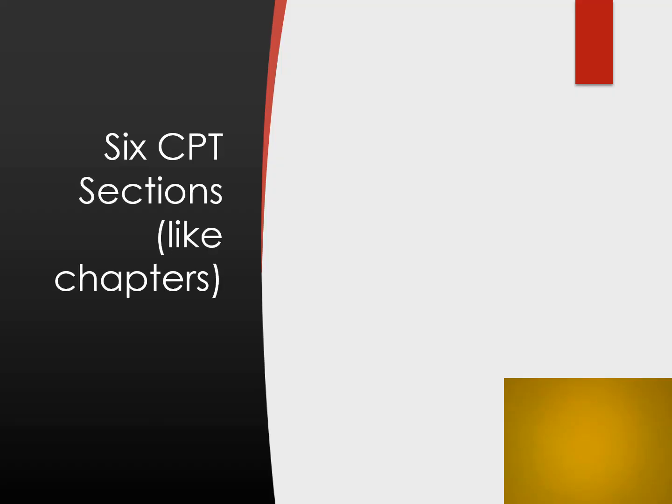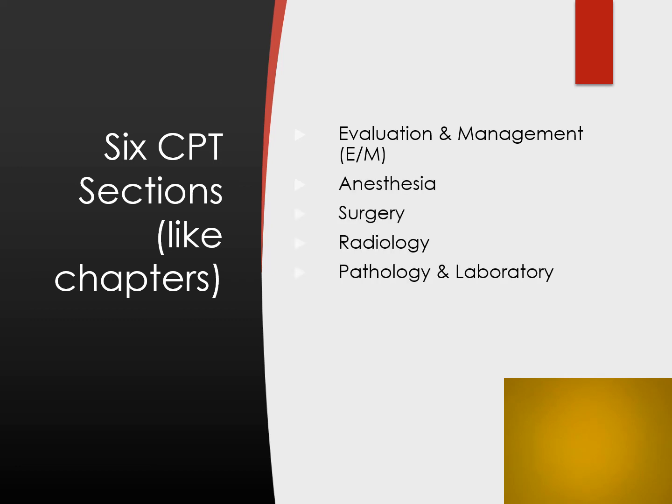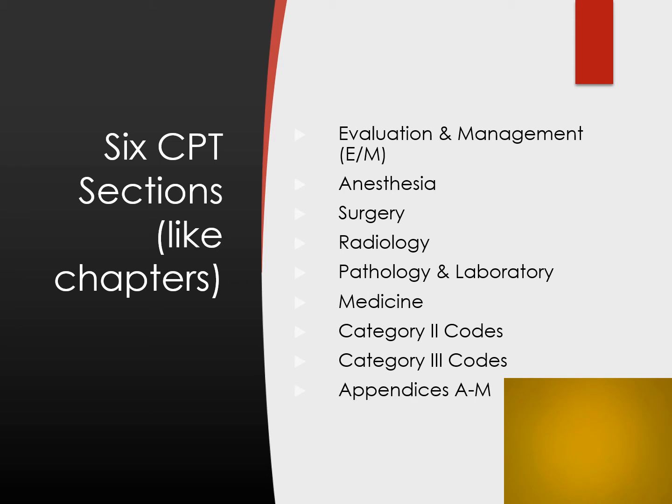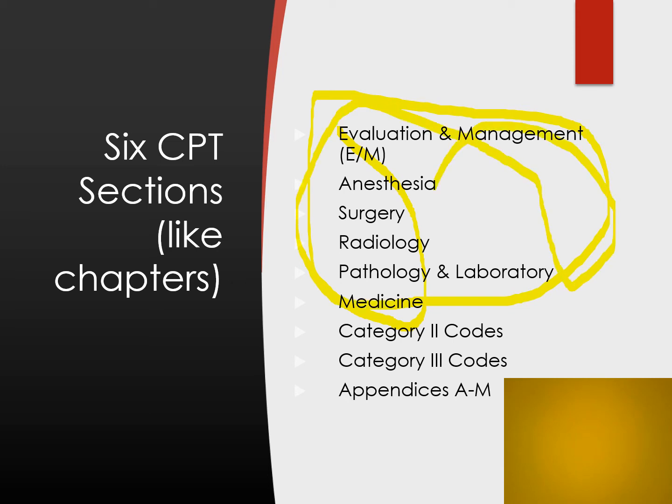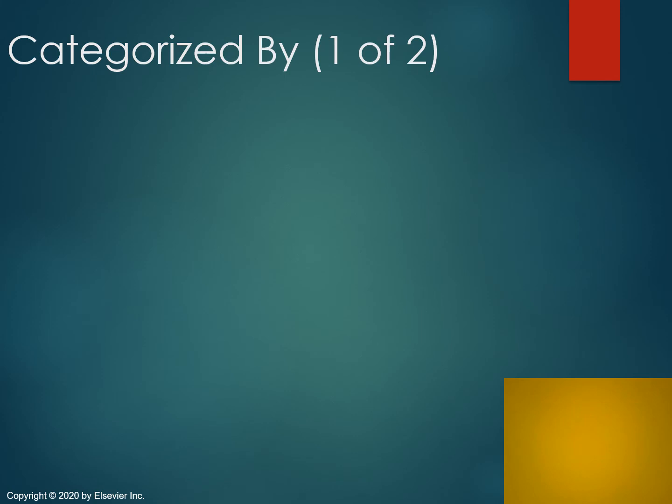And we have 6 sections to the CPT. Each section is like a chapter. Evaluation and management, anesthesia, surgery, radiology, path and lab, medicine, and then we have the Category 2 codes, Category 3 codes, and all the appendices A through M. The 6 sections I want you to concentrate on are E and M, right in here. And the index is all the way in the back of the book.